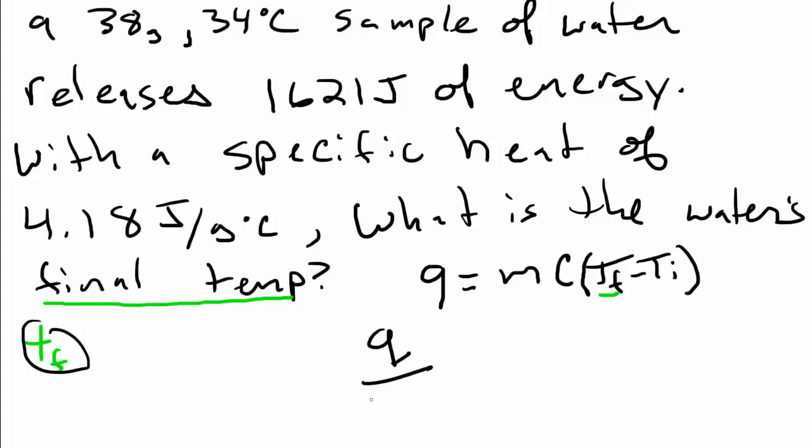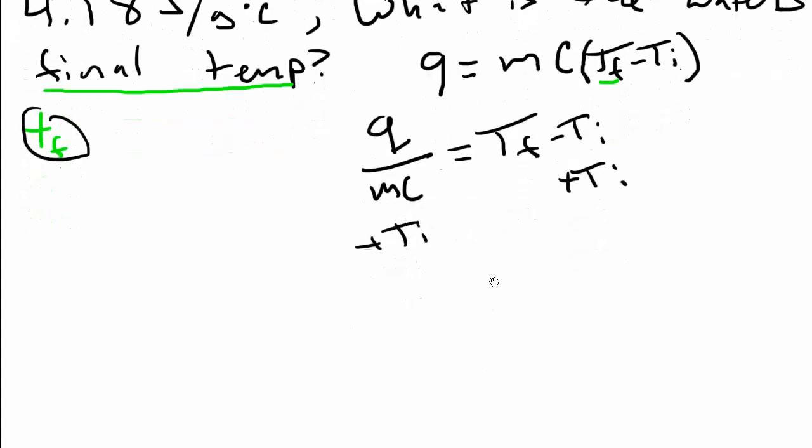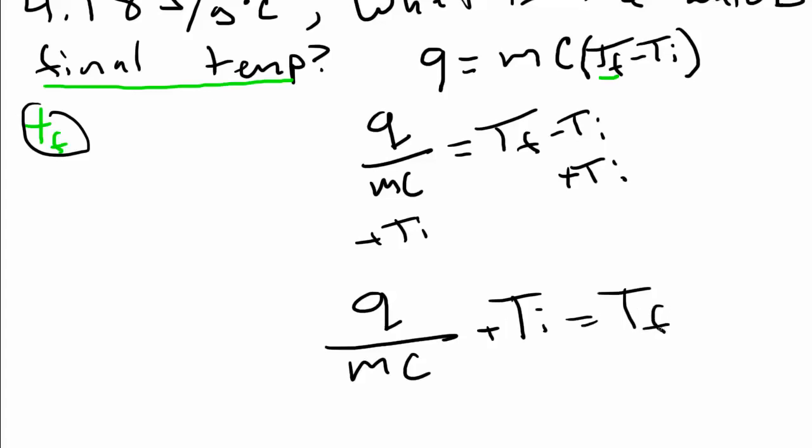So I have Q over MC equals, and I don't even have to use the parentheses at this point. We just have our TF minus TI. That's our temperature change. So now I think you can see that the only thing left to do is to get rid of the TI, so we add TI to both sides. And so we get Q divided by M divided by C plus TI equals TF. So that's the formula we're going to have to use to solve our word problem.